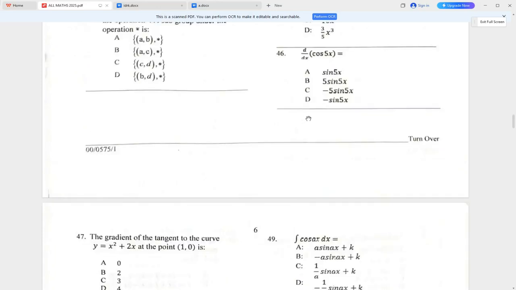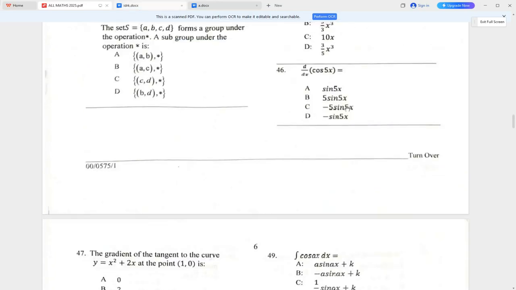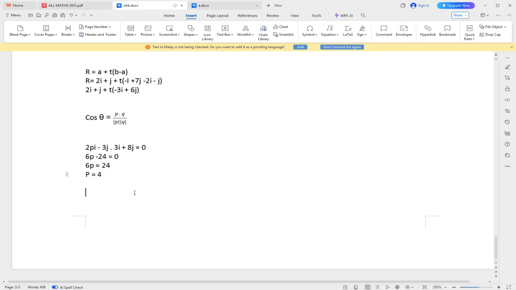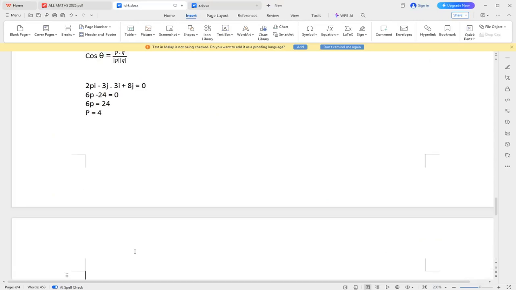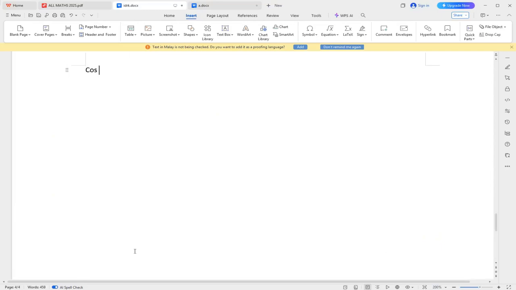Question 46 asks us to differentiate cos 5x and we can do this using the chain rule. So let's say we're differentiating cos 5x, and using the chain rule you can say let u be equal to 5x, and this initial expression we're supposed to differentiate boils down to cos u. Now the differentiation of cos u gives us negative sine u, and the differentiation of u, du on dx, is equal to 5.